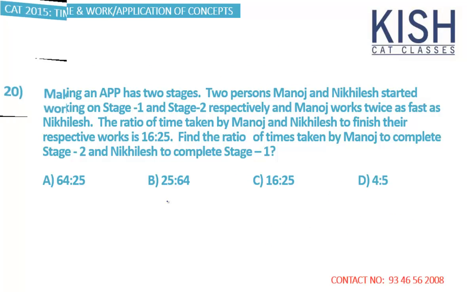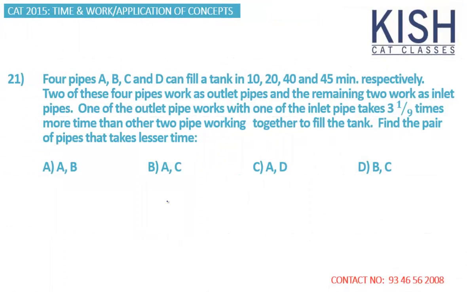Let's solve question number 21. 4 pipes A, B, C, D can fill a tank in 10, 20, 40, 45 minutes respectively. 2 of these 4 pipes work as outlet pipes and the remaining 2 work as inlet pipes. One of the outlet pipes works with one of the inlet pipes, takes 3 1/9 times more than the other 2 pipes working together to fill the tank. Find the pair of pipes that take less time.